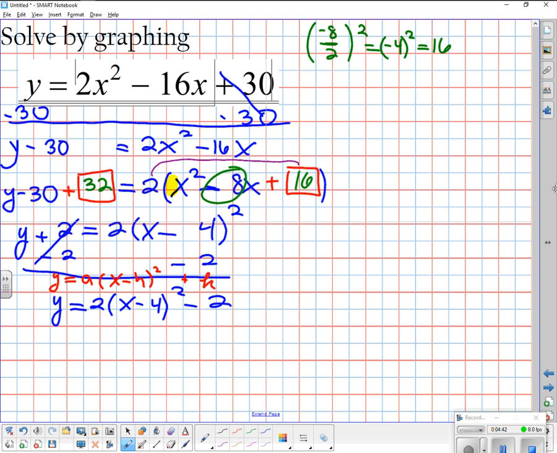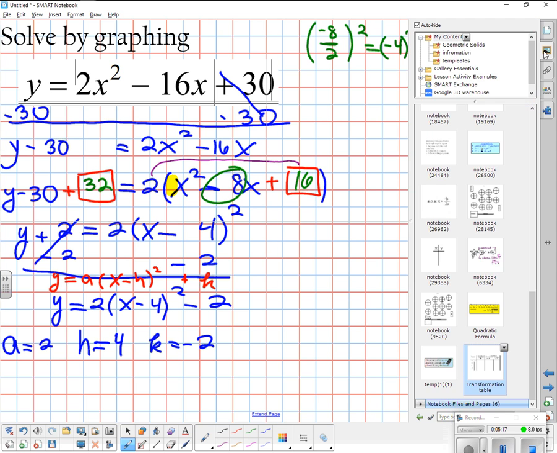So now I need to find the a value. This is the a value, so a is equal to 2. I need to find the h value. The h value is inside the parentheses. Don't think of this as a minus, think of the opposite. So what is the opposite of negative 4? 4. Now, k will be negative 2. Now, I need to transform that. Use those values to transform the graph.